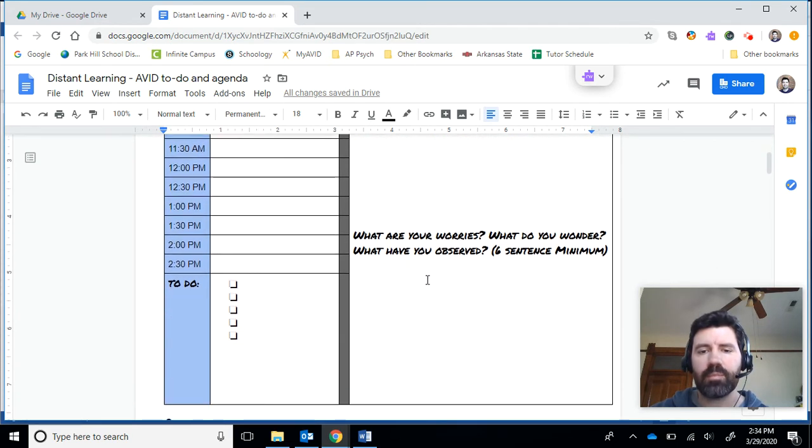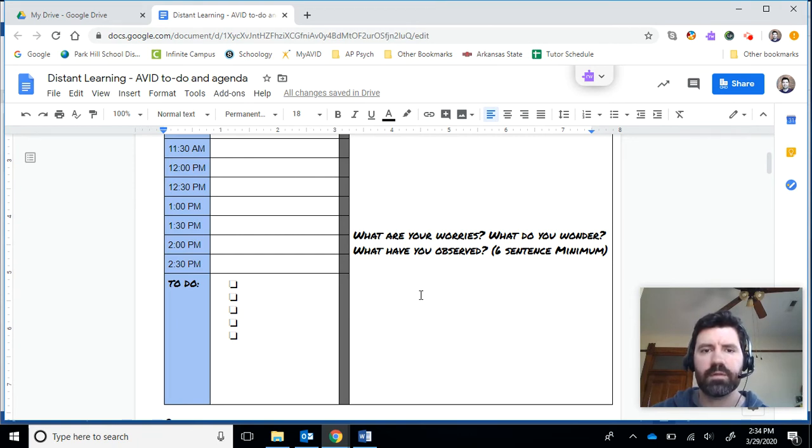And then the bottom part is more open. This one can be more social or more personal. Things that you're thinking about, things that you might be worried about, things that you've observed. And so maybe that has to do with COVID-19. Maybe that has to do with family. Maybe that has to do with friends. But this is more of almost like a diary or a journal, and don't think that it has to be anything academic. And I have 6 sentence minimum there as well, and some of you may choose to write more, and that's perfectly acceptable.